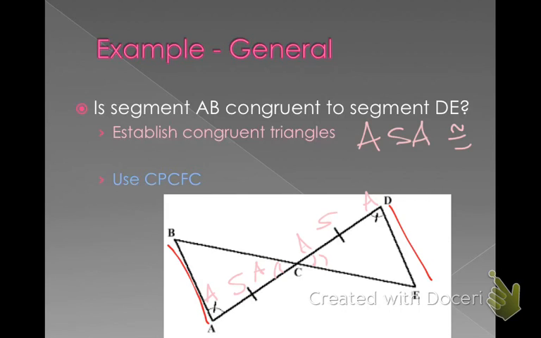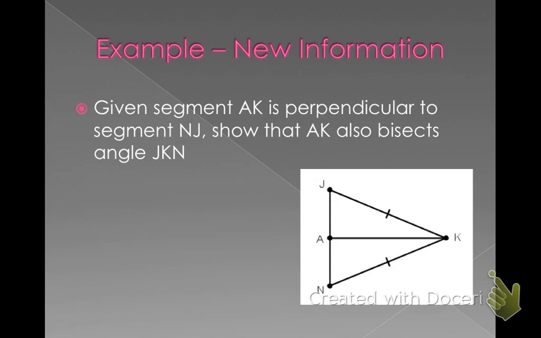Then, using CPCFC, I can show that these two sides must be congruent because they're corresponding to each other. So yes, AB is congruent to DE because the triangles are congruent, so all of the corresponding parts are congruent. You might be able to use this to pull out new information about something.